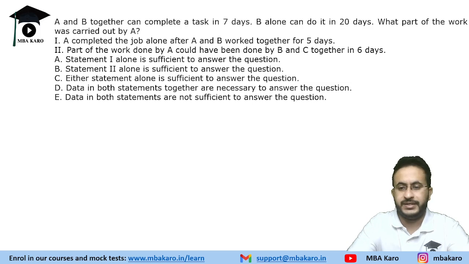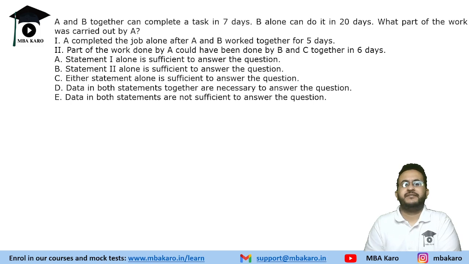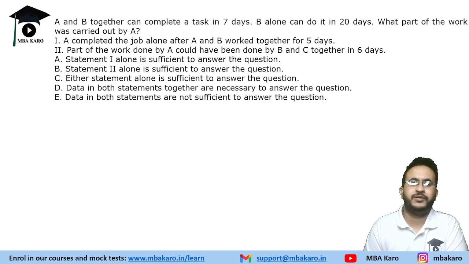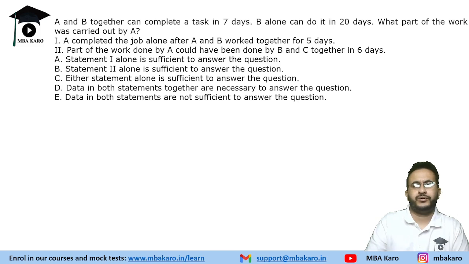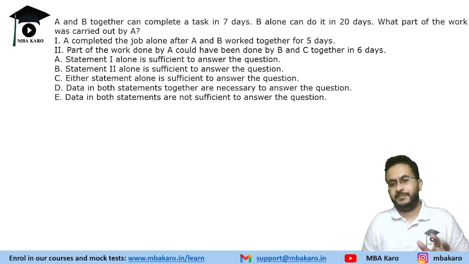Now the next one says that A and B together can complete a task in 7 days. B alone can do it in 20 days. What part of the work was carried by B? Okay, so again we are not supposed to calculate what part was done. We just have to see the information. The biggest mistake that people make in data sufficiency is they start calculating.